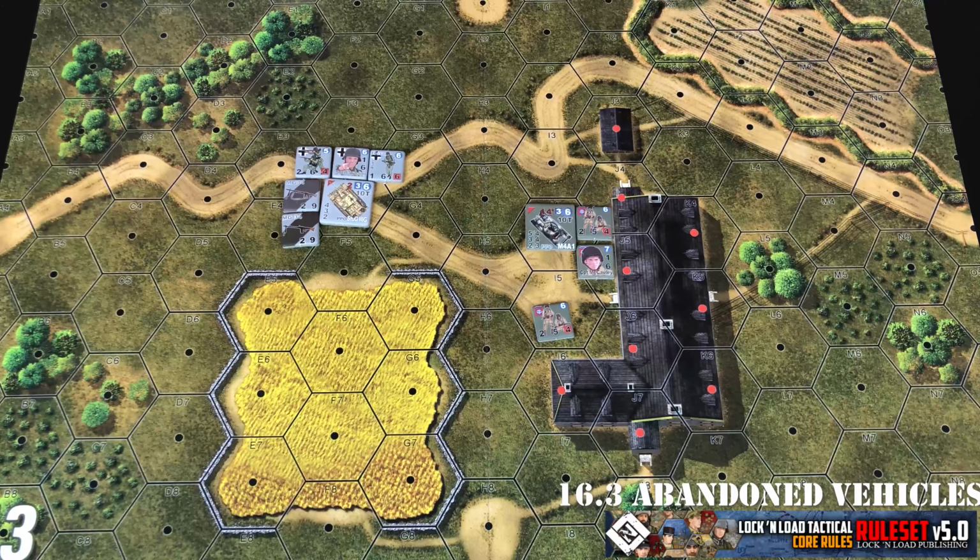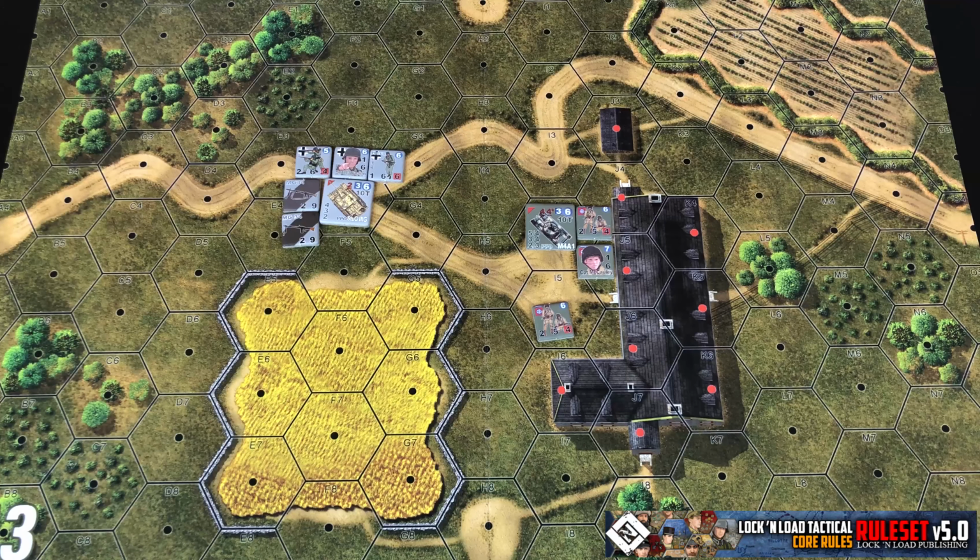Alright, in this section we're going to finish covering passengers and vehicles. Now, if a passenger is riding in or on a vehicle and it becomes abandoned, the passengers are going to automatically disembark and conduct a morale check to determine whether or not they become shaken, and they'll be marked with a moved marker.